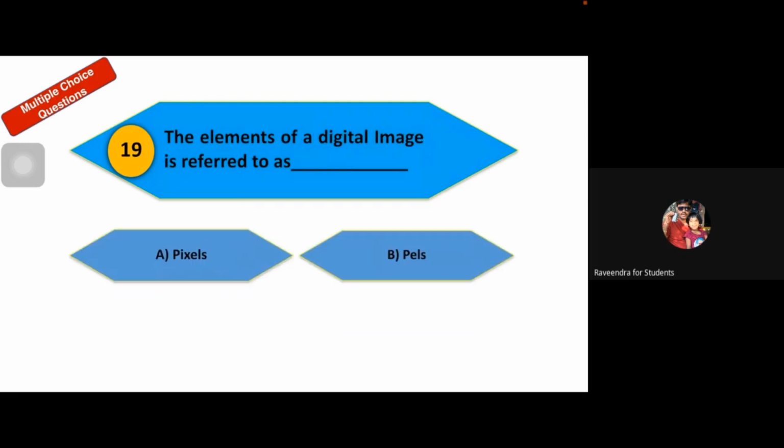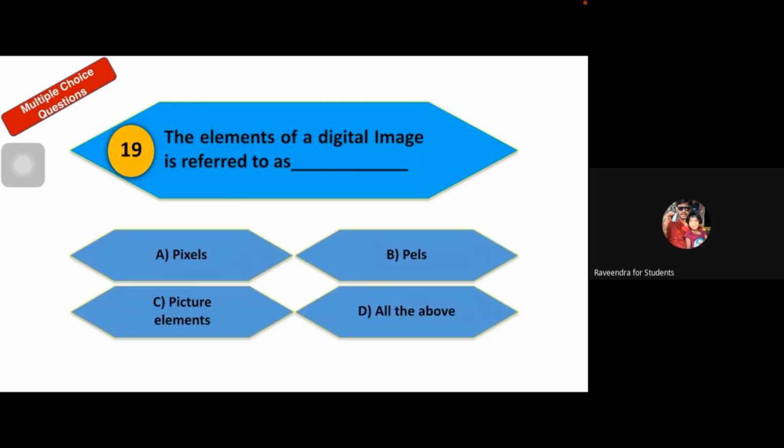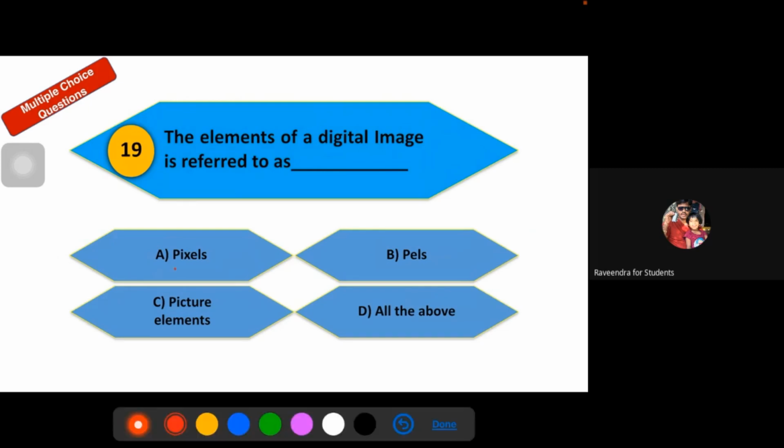Next, 19. The elements of a digital image are referred to as: pixels, pels, picture elements, all the above. Yes, a pixel can be called a pel or it is also called a picture element. Therefore, the correct option is all the above.